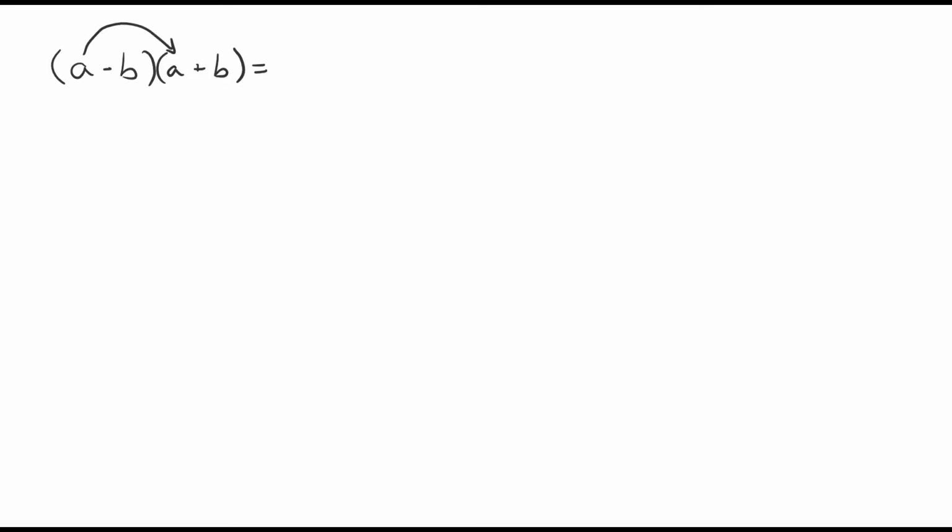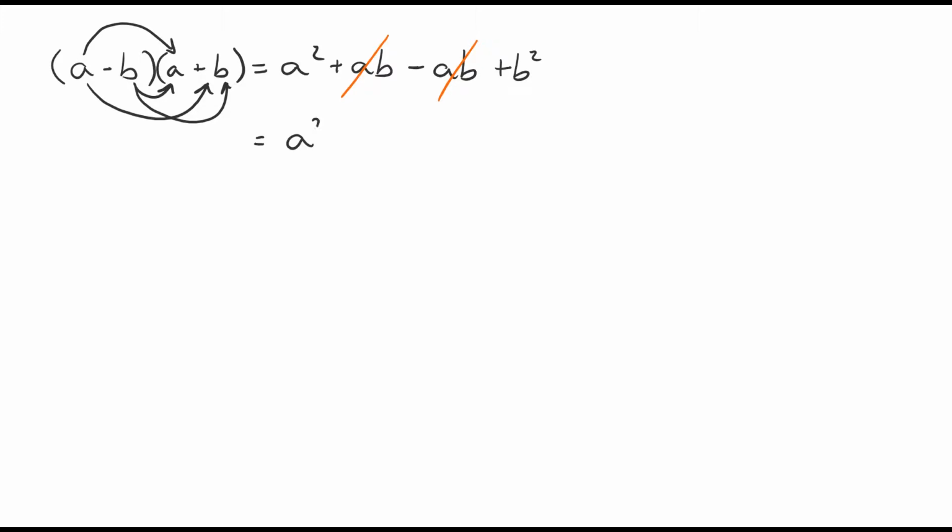A times a is a squared. A times b would be a positive ab. Negative b times a would be a negative ab. And then b times b is b squared. And we see that these middle terms cancel out. And I'm left with just a squared minus b squared. And that right there is a nice little expression. A squared minus b squared.